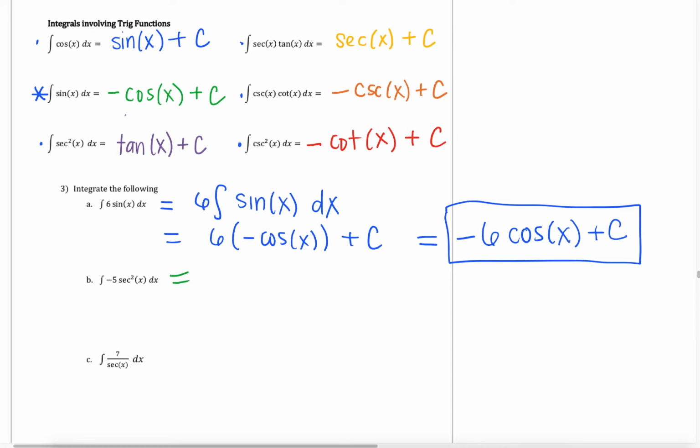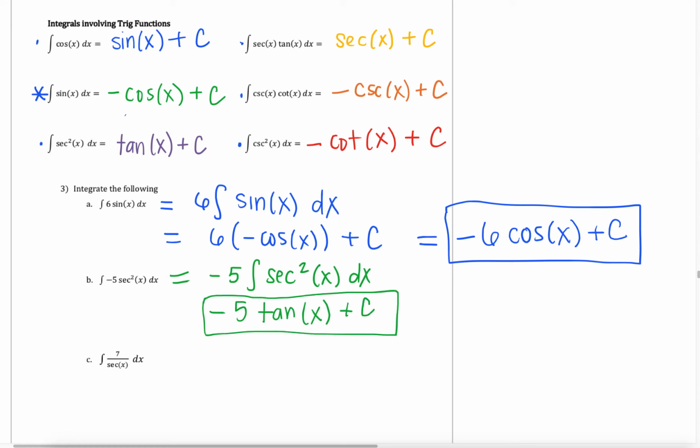So in this case, I can rewrite it by taking out that scalar of negative 5, and we get the integral of secant squared of x dx. And from here, that is a basic integral. The reason I know that is because the derivative of tangent is equal to secant squared. So the antiderivative of secant squared would be equal to tangent of x, and then plus c since I don't have any bounds. And that right there will be our final answer for problem B.